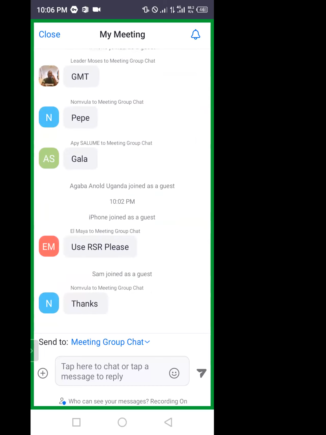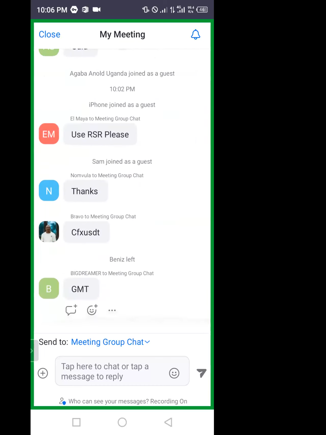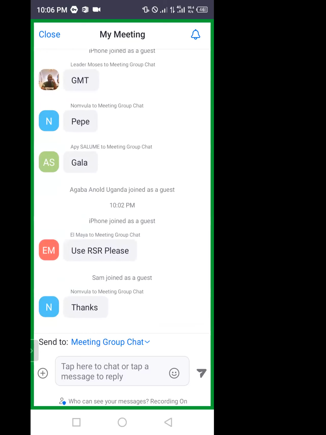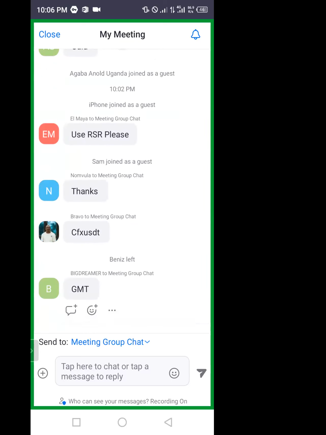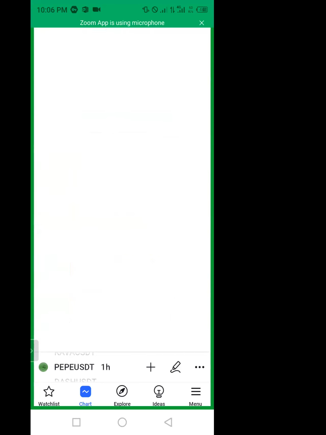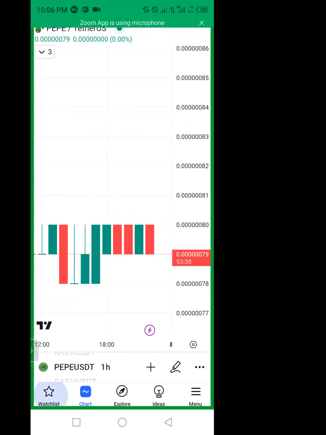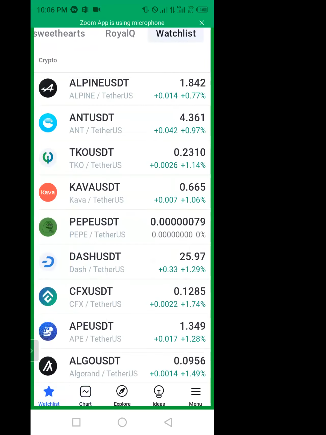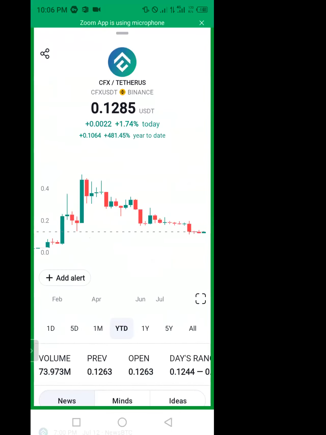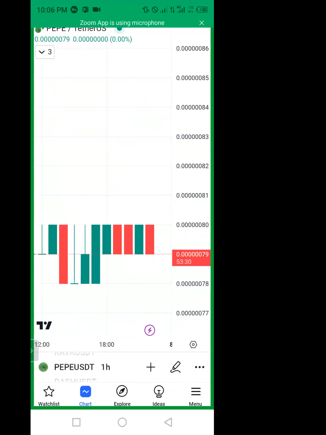Look, which one should we go with? GMT, RSR, and CFX. Let's look at CFX. We just want to identify our TAE. Okay, CFX. Oh, it is even here. And I know CFX has been down for a long time, so the next thing, it is going to go up soon.